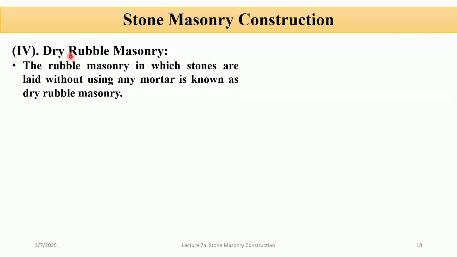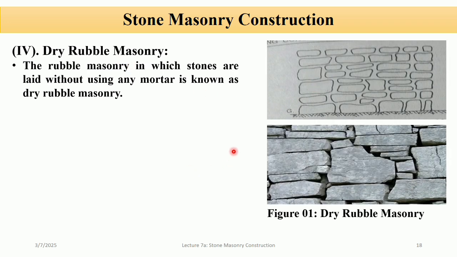Dry rubble masonry. As it is clear from the name, in this no mortar is used because it is dry. The type of rubble masonry in which no mortar is used is called dry rubble masonry. In this, the stones are irregular in shape. It is strong and durable, and the gaps between stones allow water to pass through, making it ideal for retaining walls and rural structures. This work requires skilled workers for proper stone arrangement.